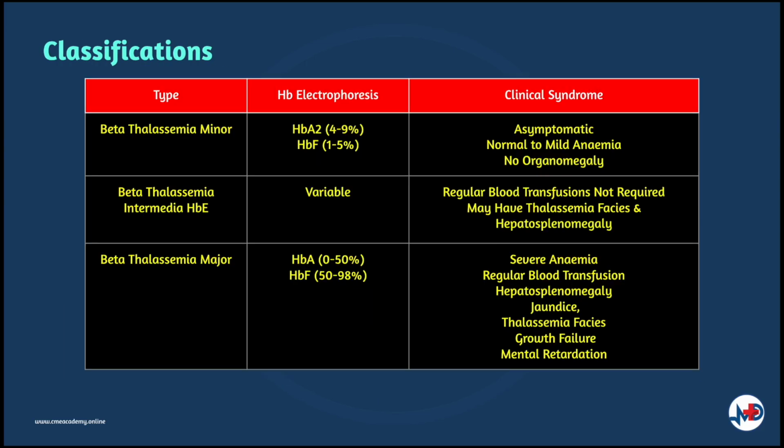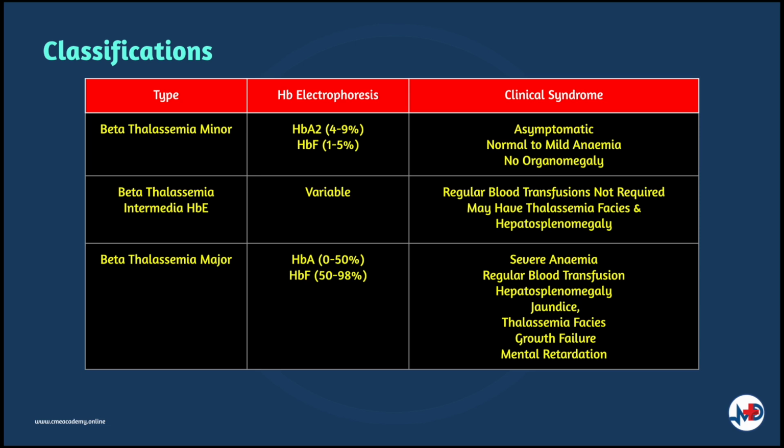Beta thalassemia can be classified into beta thalassemia minor, intermediate, and major. Beta thalassemia minor is a name given to those who are asymptomatic heterozygous carriers with normal to mild anemia and no organomegaly. Beta thalassemia intermediate or HbE-Thal presents with milder anemia that usually is seen after the age of 2. These patients will not require regular transfusion except in certain situations such as fulminant infections, oxidant drug use, and pregnancy. There may be presence of thalassemia facies as well as hepatosplenomegaly.